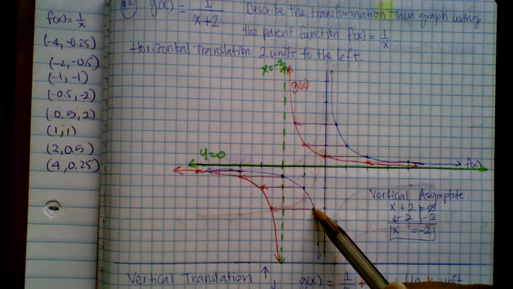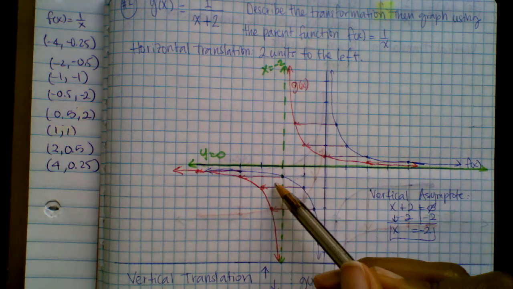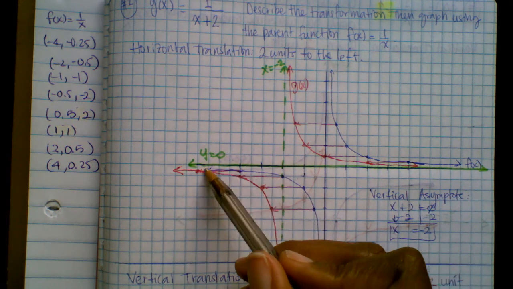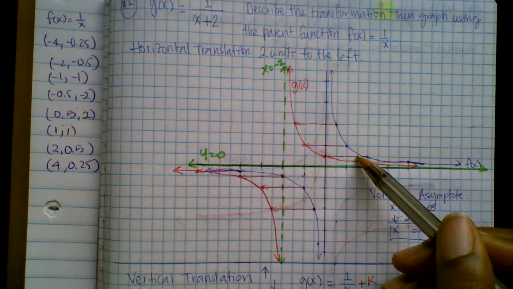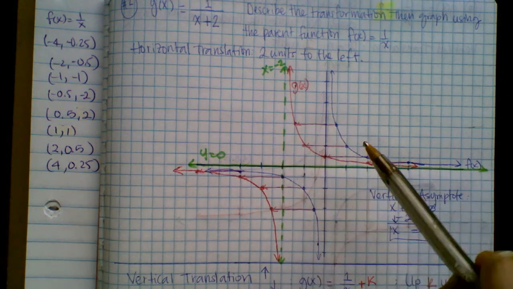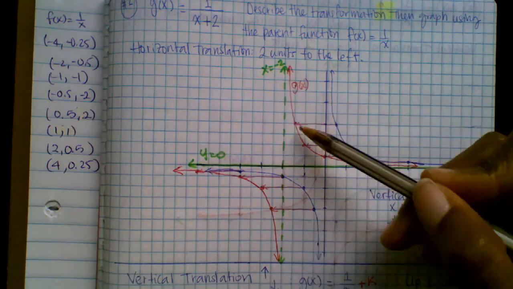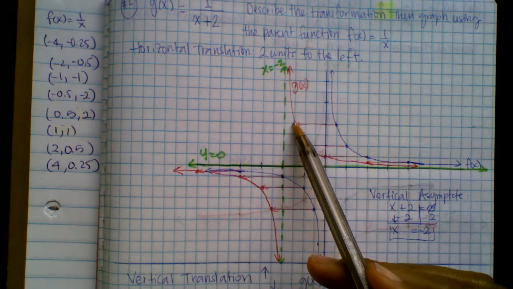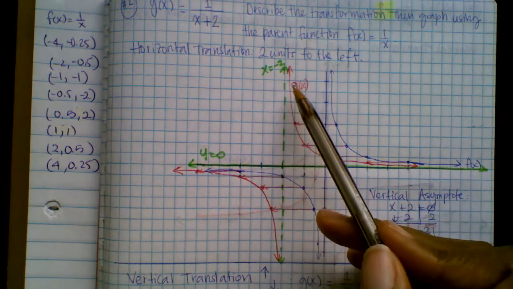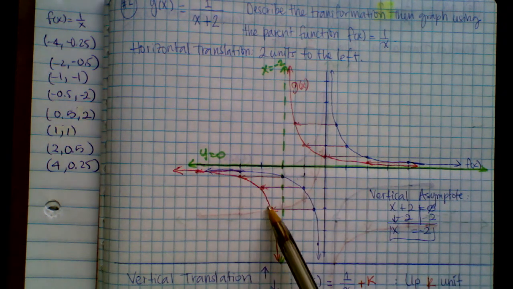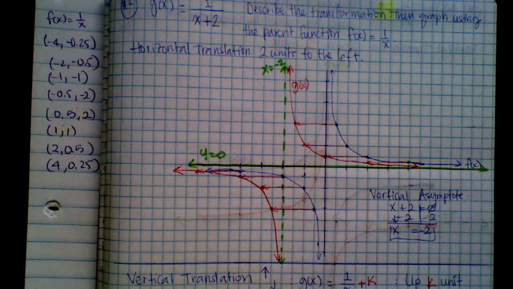Then all you have to do is take each ordered pair and move 2 units to the left. Connect the line and make sure that the hyperbola approaches the asymptote but never crosses it over.